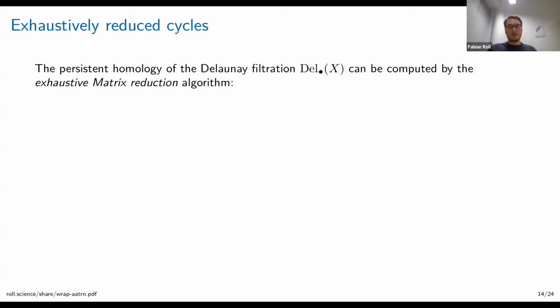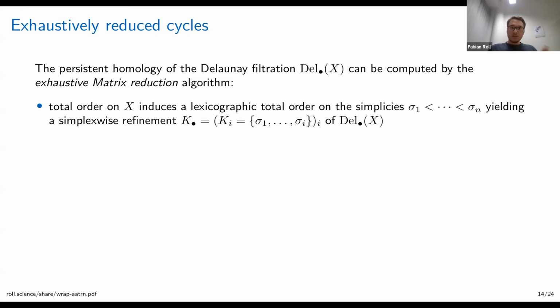And it proceeds as follows. And I will show you some details here. So the way we do this is, to compute persistence, we typically first need a simplex-wise filtration. And the way I want to do this here is I start with an arbitrary total vertex order. So this is an order on the point cloud, which then induces a lexicographic total order on the simplices, yielding a simplex-wise filtration. Just take this for a moment.